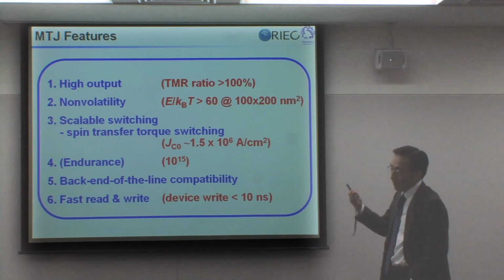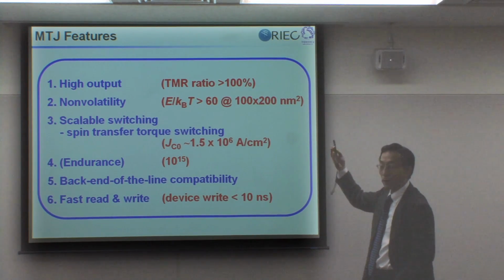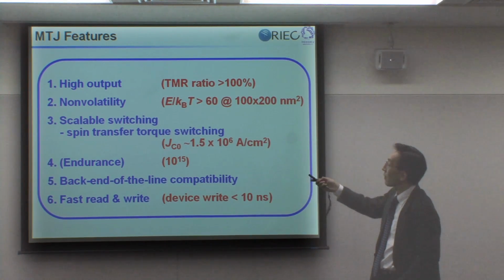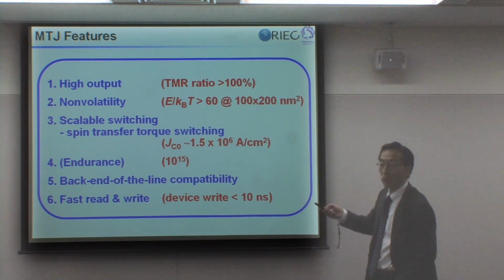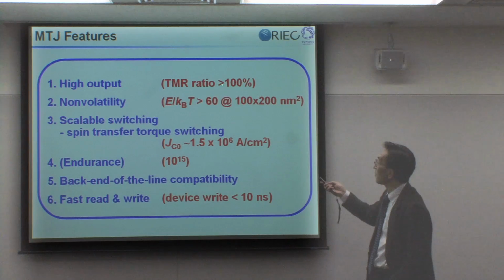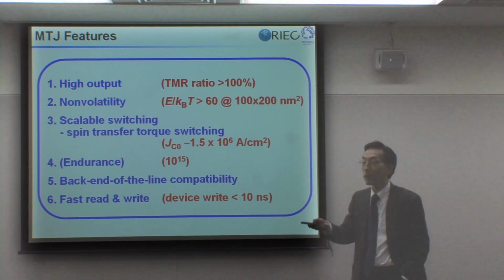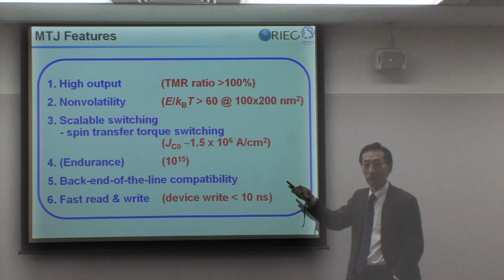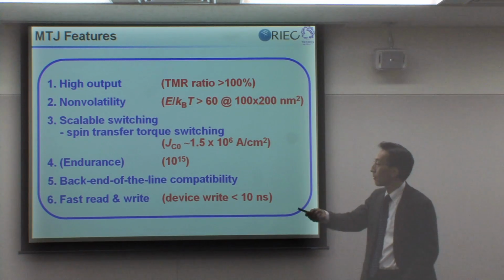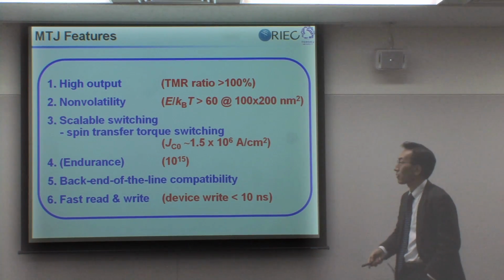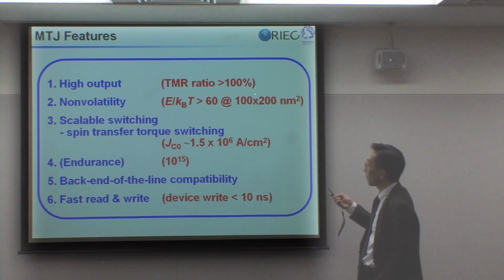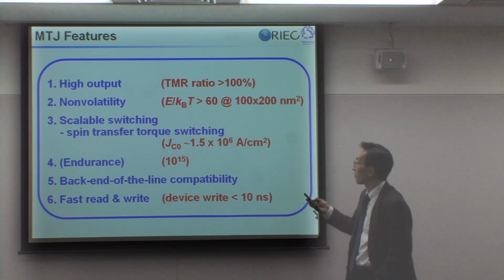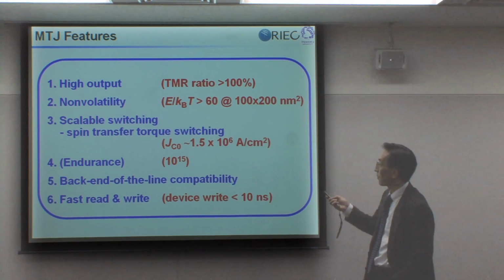So to make a long story short, I have listed magnetic tunnel junction features here. We have high output. As I have shown you, we can easily get over 100% tunnel magnetoresistance ratio, which is important for readout of the signal or the resistance. It is non-volatile, depends on the dimension. And this is something that people are still working on.